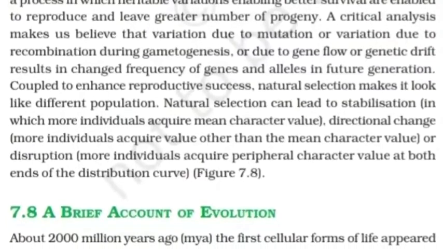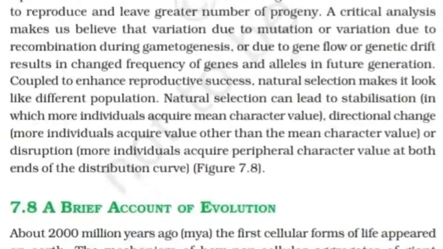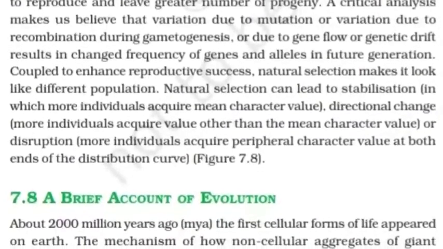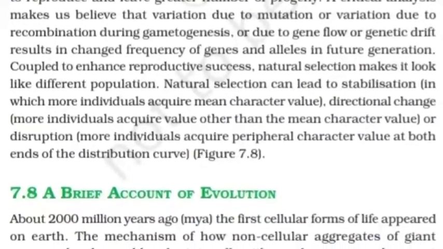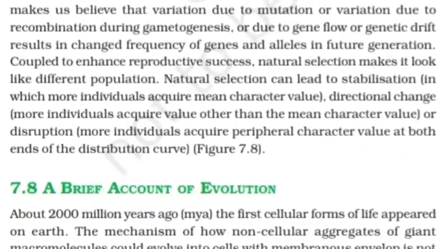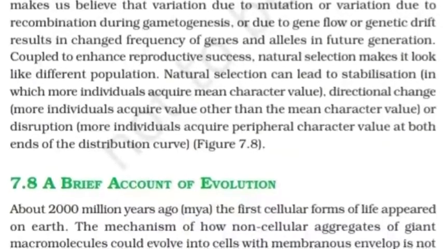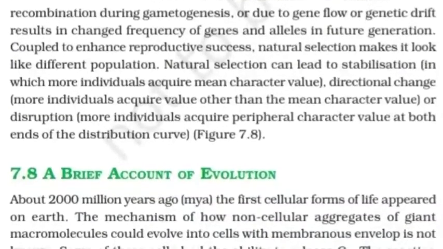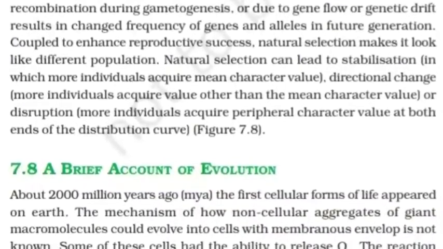Natural selection can lead to stabilisation, in which more individuals acquire the mean character value; directional change, in which more individuals acquire a value other than the mean character value; or disruption, in which more individuals acquire peripheral character values at both ends of the distribution curve.